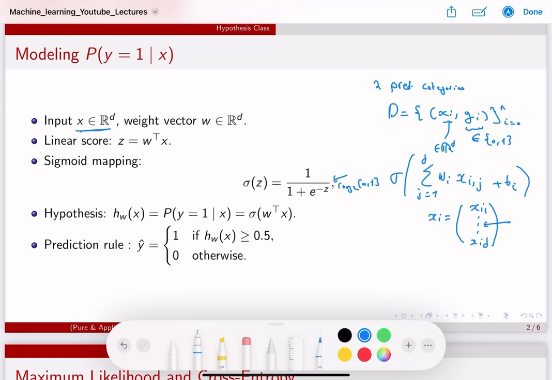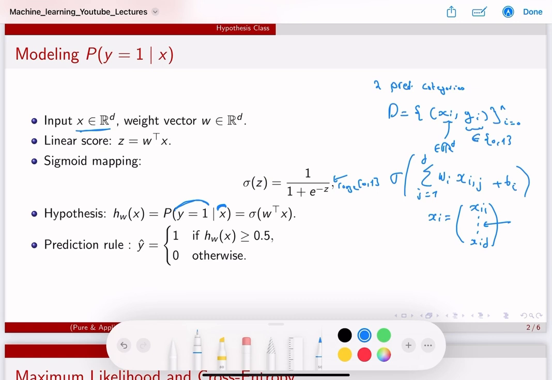Alright, so we want a way of telling the probability of the label being 1 given an input x. So given an input, a feature vector x, we want to give a label, either 0 or 1. So what we're going to do is find the probability that y is 1, that the label is 1 given an input x. And if this probability is bigger than half, we're going to give the label 1, and if it's less than half, we're going to give the label 0.